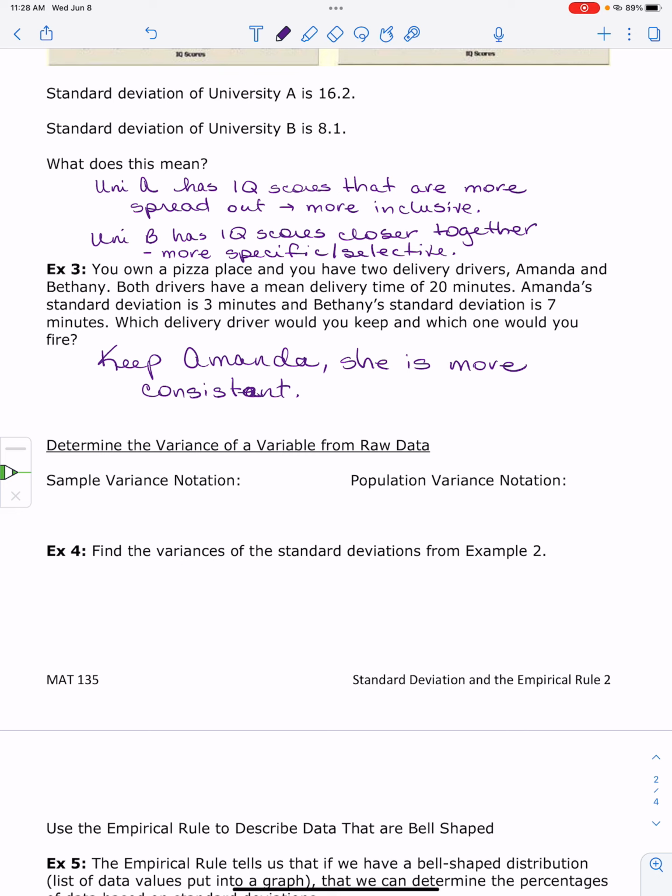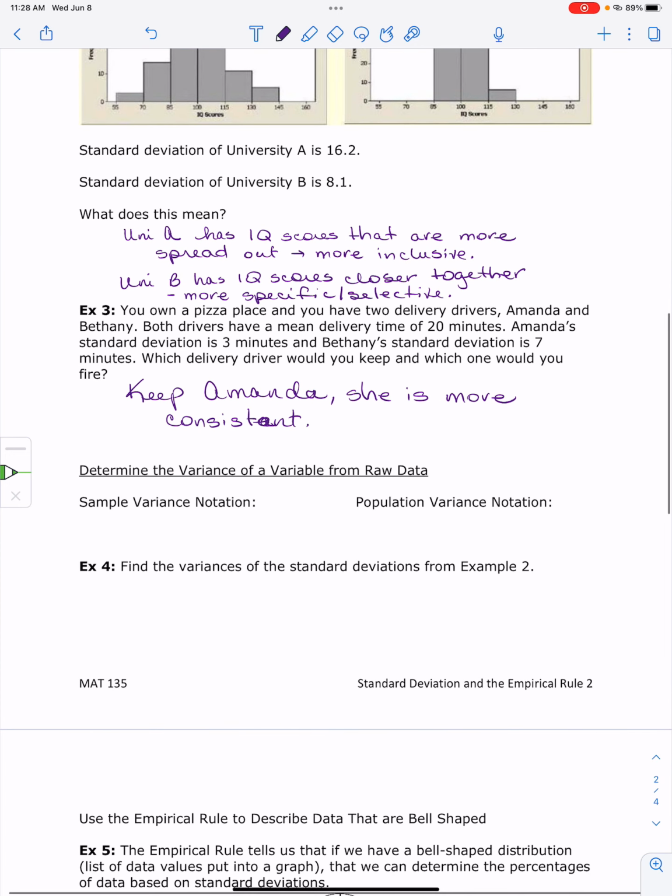Okay. Variance we don't use as much as standard deviation. Sometimes we do talk about it. Our sample variance. Variance is the square of the standard deviation. So actually, it's what we find before we take the square root. So S squared for sample. It's a funky looking S. And for the population, it is sigma squared.